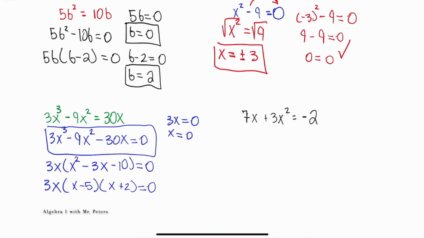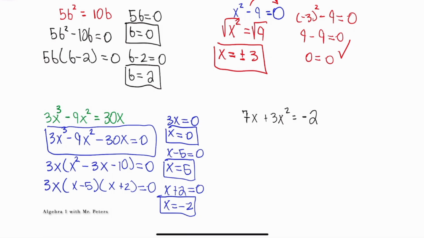So x is equal to 0 is my first answer. Our second answer is going to be x is equal to positive 5. And in the third answer, x plus 2 is equal to 0. We're going to get x is equal to negative 2. And now we've solved that polynomial equation.